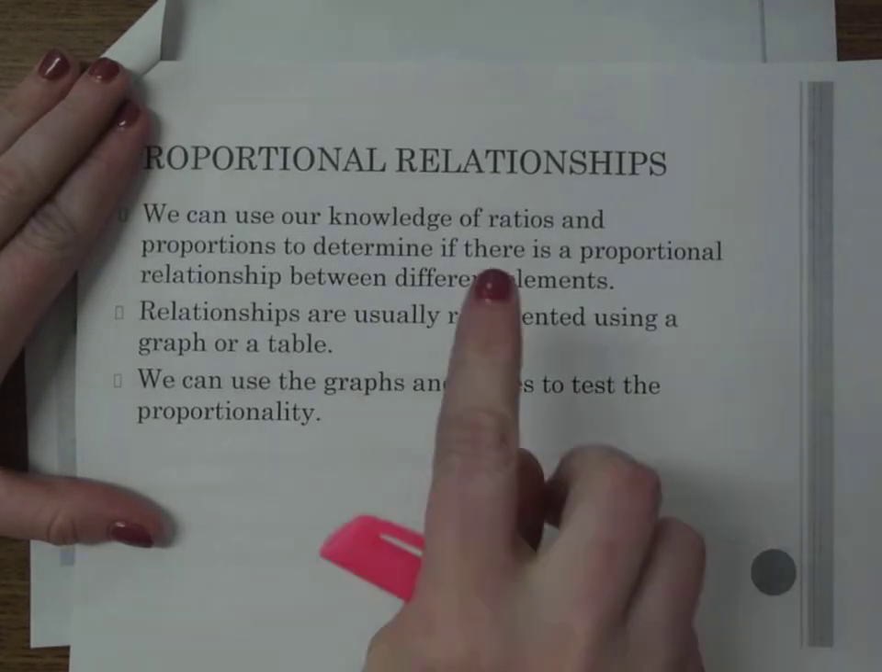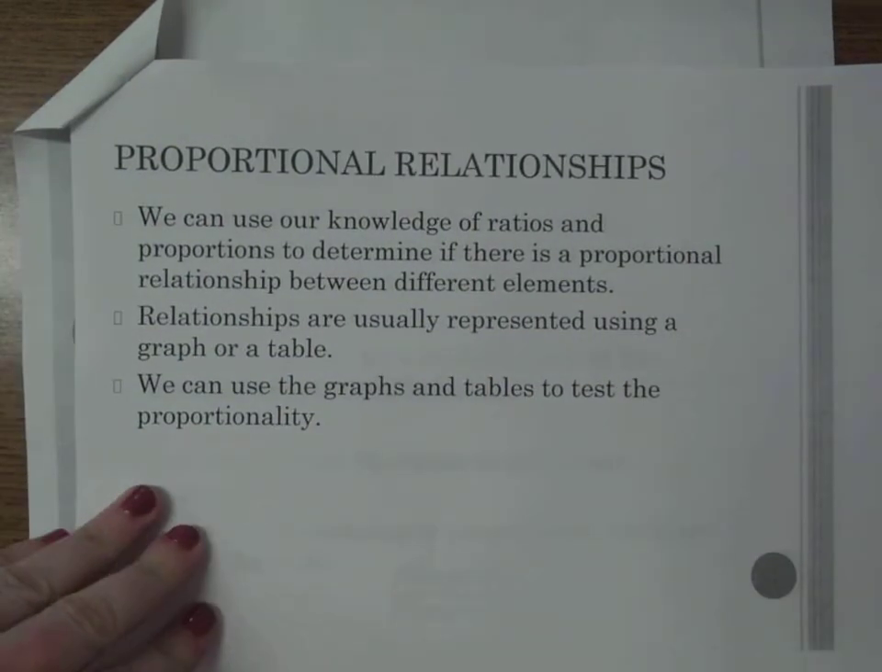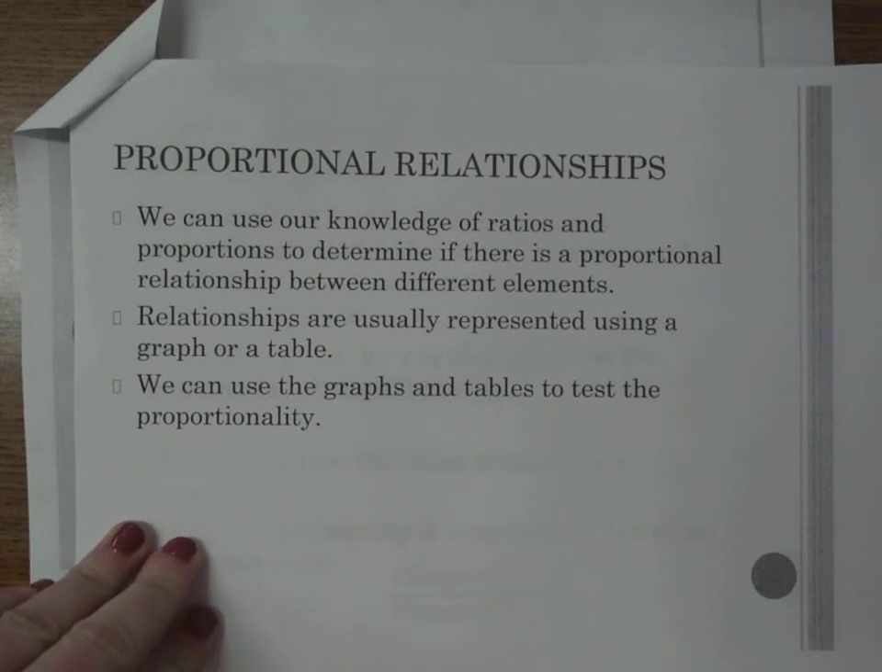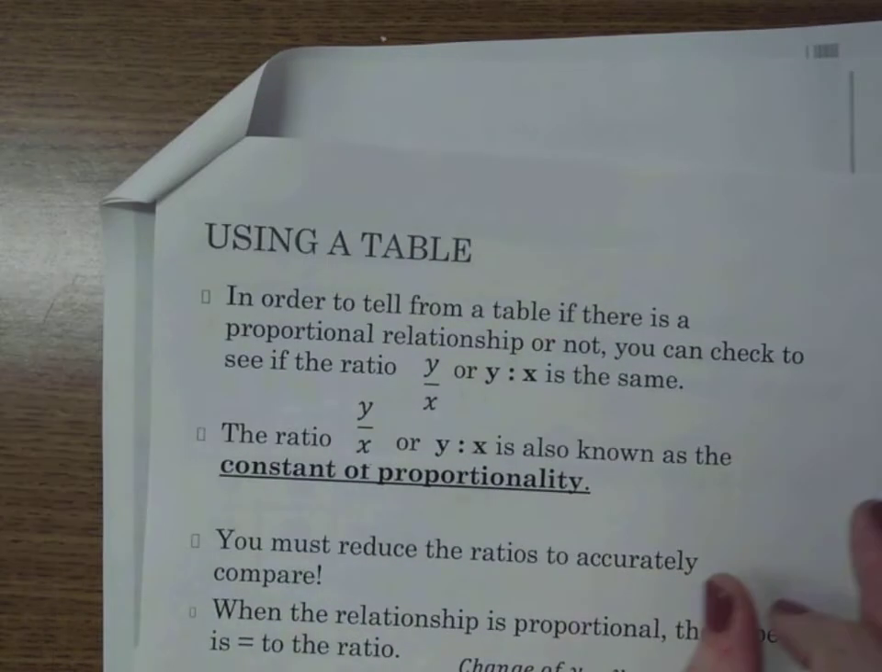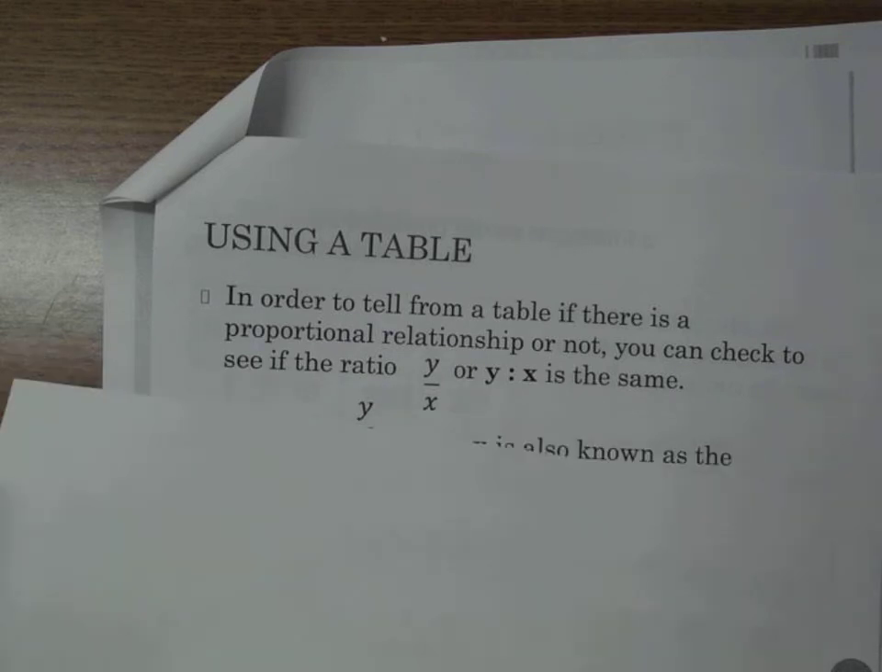You're going to use your knowledge of ratios and proportions to determine if there's a proportional relationship. Relationships are usually represented using a graph or table, and we use the graph or tables to test. So in order to determine if, sorry, I decided to get a blank paper.